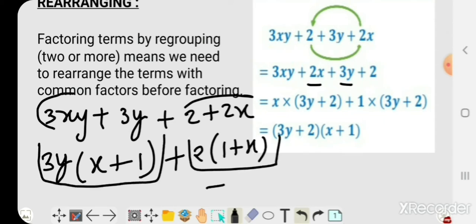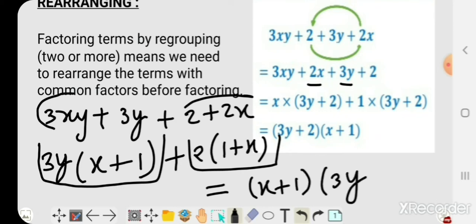Now what is common? X plus 1 or 1 plus x, both are same. So let's take x plus 1 out. So here in first term 3y remains, in second term 2 remains. So in this way also you can see the same answer is there. In this way you got 3y plus 2 into x plus 1. Here you got x plus 1 into 3y plus 2. This is not a different answer. Both are same, because in multiplication we know multiplication is commutative. Write x plus 1 first or later, both are same.